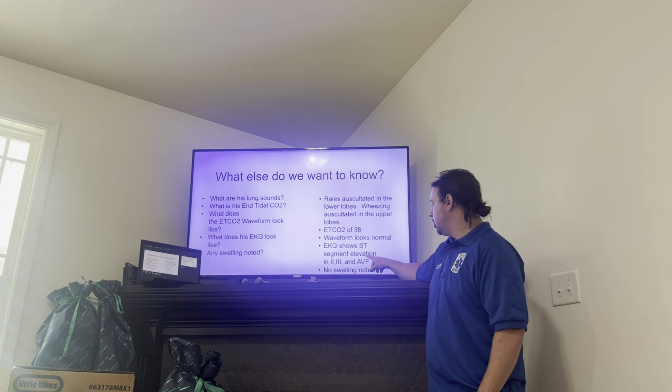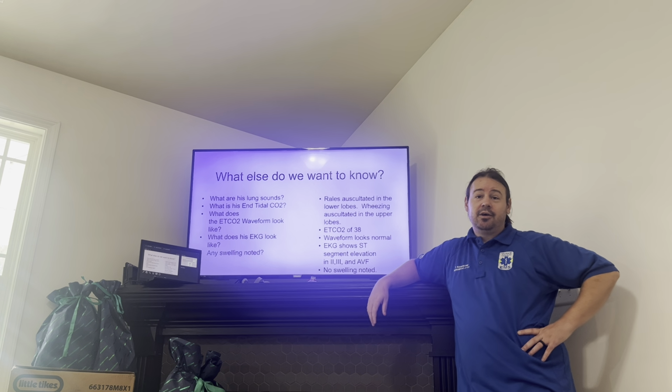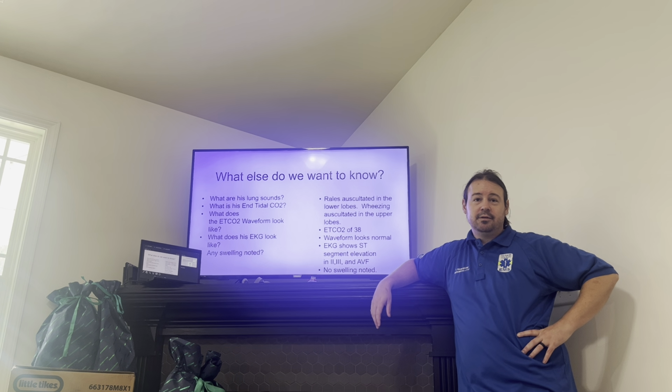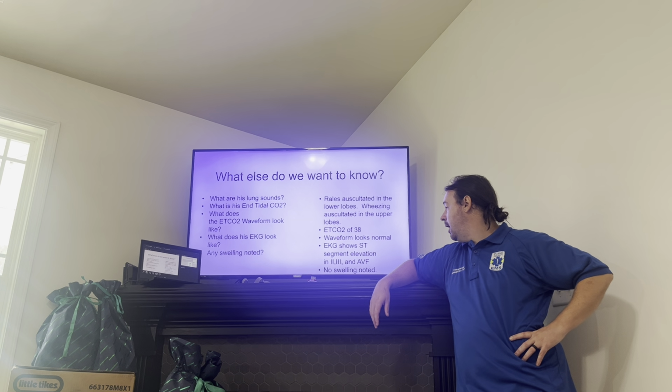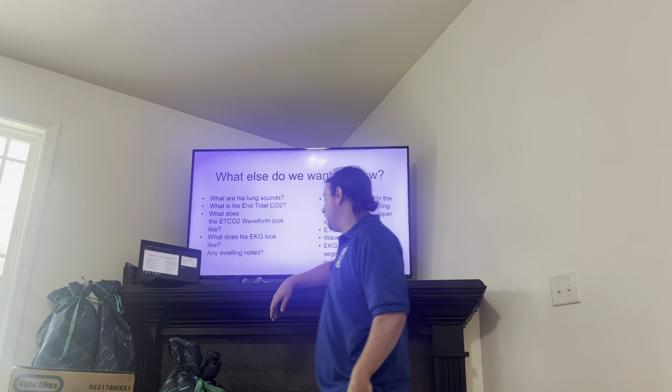And the EKG shows ST segment elevation in 2, 3, aVF. Right? Not good. Inferior wall MI. Not good. Bad juju. So there's no swelling noted. This patient appears to be having heart failure from an MI, right? And that's why it's important to make sure that we're getting the 12 lead. We don't want to forget about it because we don't want to miss something.